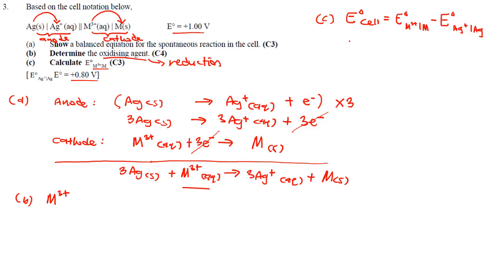So E0 cell is given as positive 1 volt. E0 untuk M yang kita nak cari. Dan E0 untuk silver is positive 0.8 volt. So you rearrange this. You should get positive 1.8 volt. Okay. Alright.